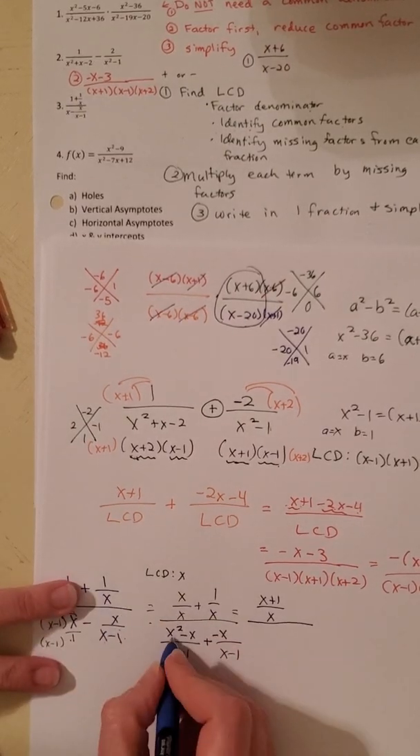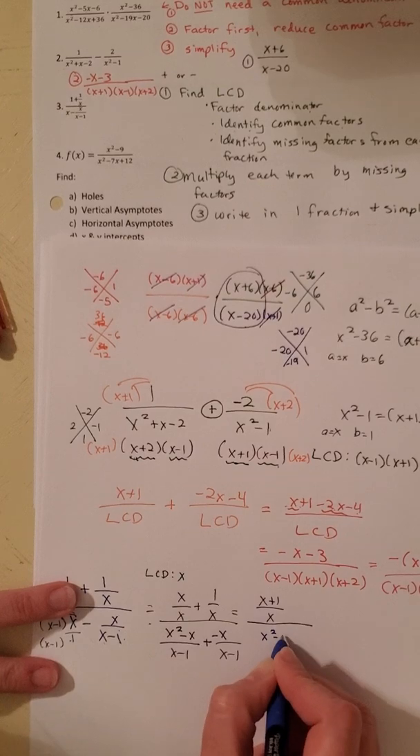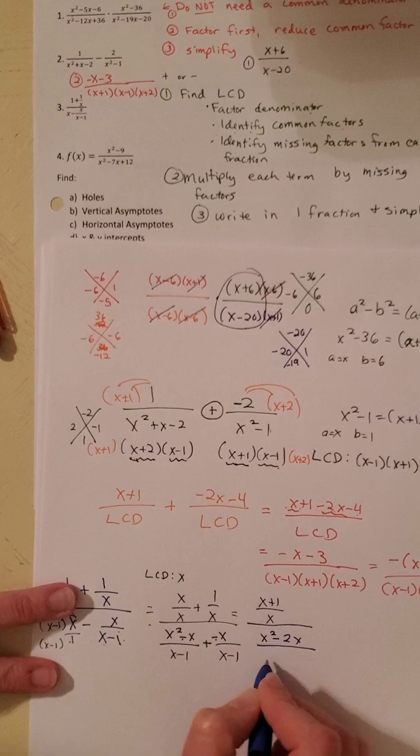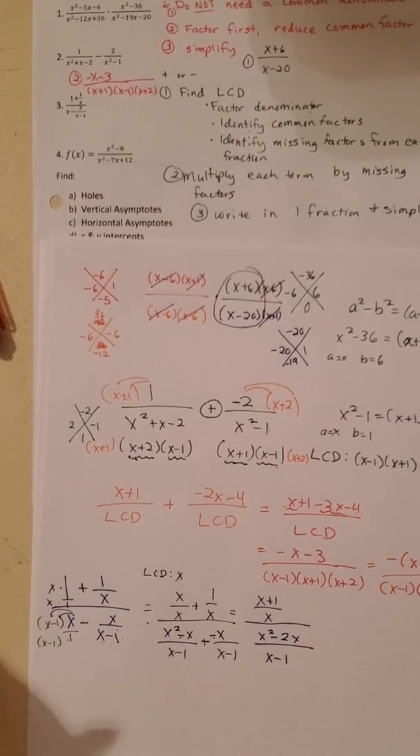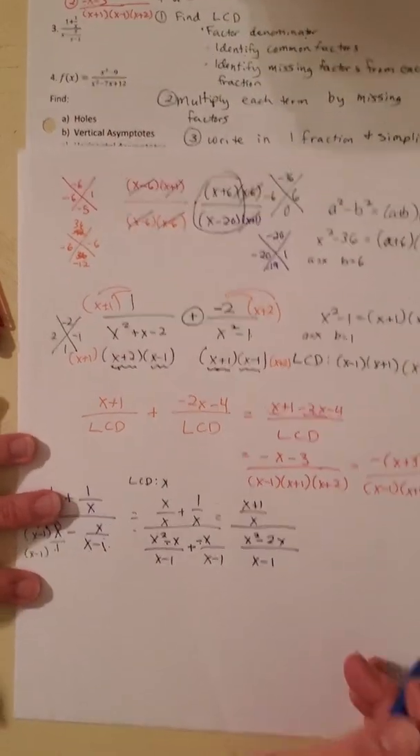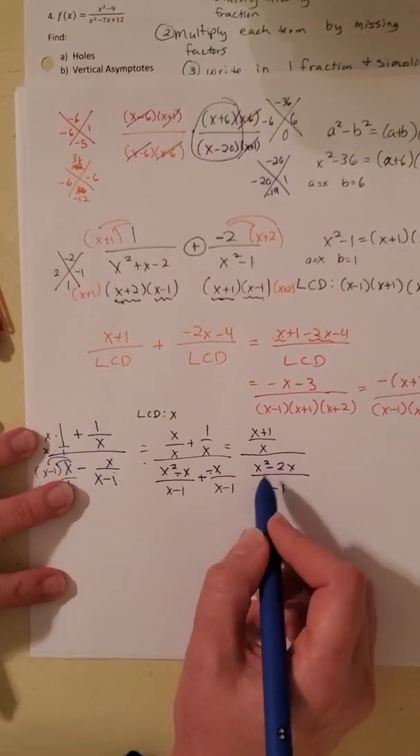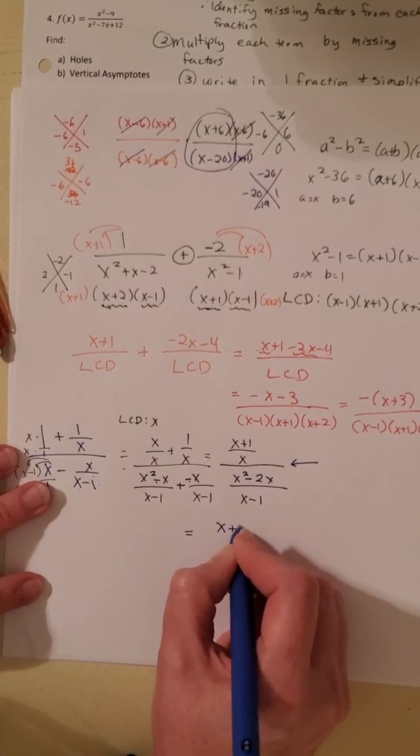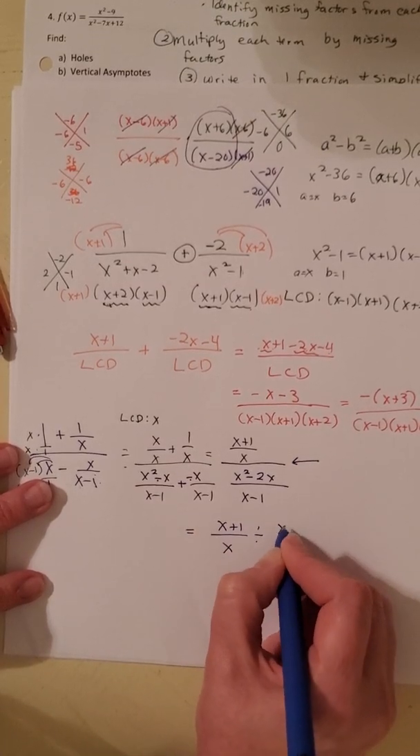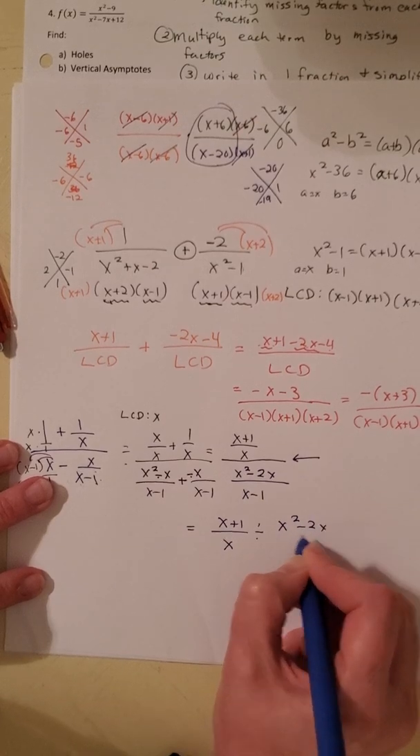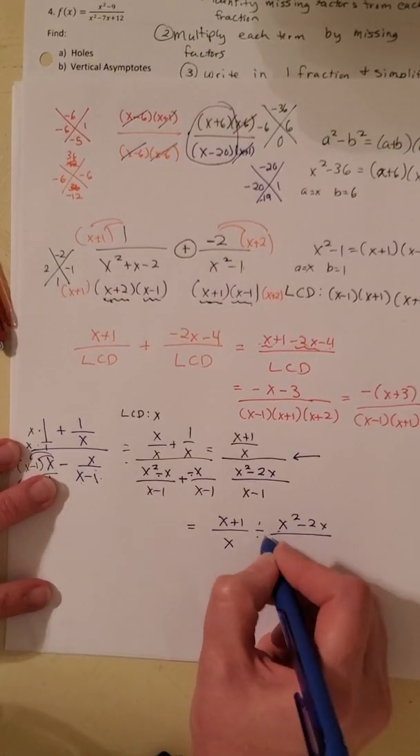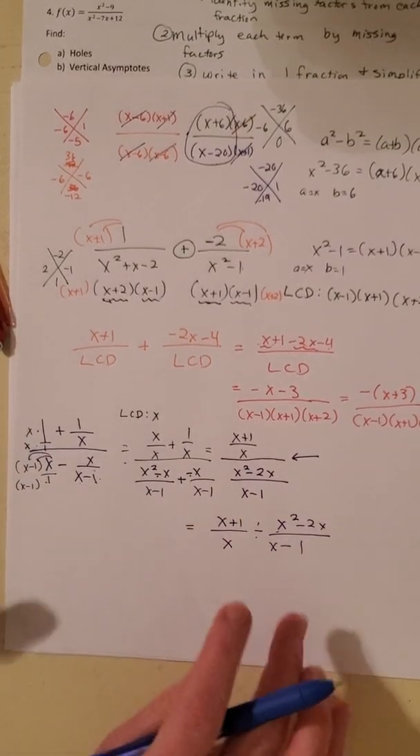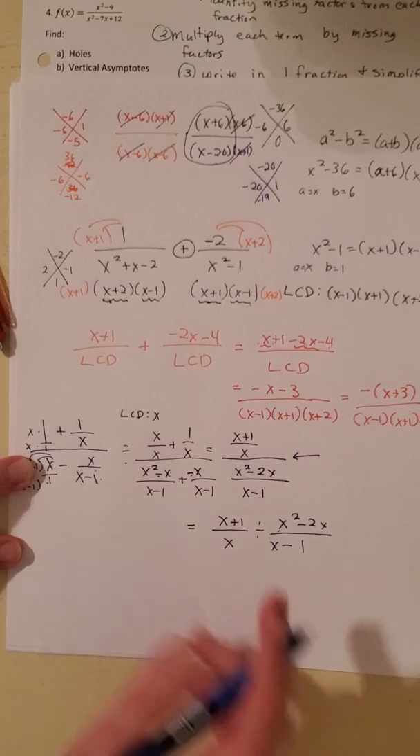And now I can combine like terms in the numerator. That's negative x and a negative x, that's negative 2x. And then over x minus 1. All right, so I've taken care of the addition and subtraction. Now I need to take care of the division. So this division, I'm going to rewrite it. This is x plus 1 over x divided by x squared minus 2x over x minus 1. All right, before I move on, I have forgotten to check restrictions on all of these.